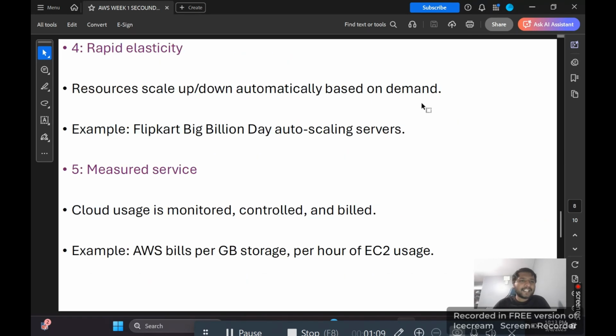Fourth is rapid elasticity. Resources scale up and down automatically based on demand. Example, Flipkart Big Billion Day auto scaling servers. Fifth is measured service. Cloud usage is monitored, controlled, and billed. Example, AWS bills per GB of storage and per hour of EC2 usage.